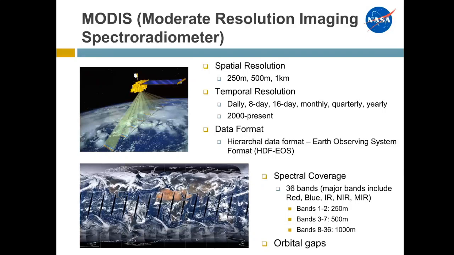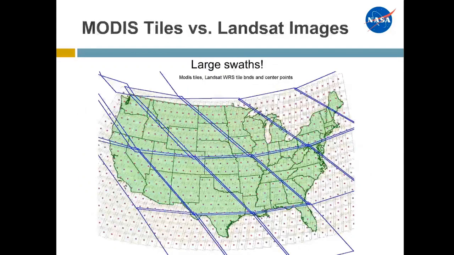The original data format is HDF. However, there are now new sites that provide MODIS products as files such as GeoTIFFs that are easily digestible into geospatial software such as GIS. Spectrally, it has 36 bands, and the major bands of interest are in the visible and infrared.